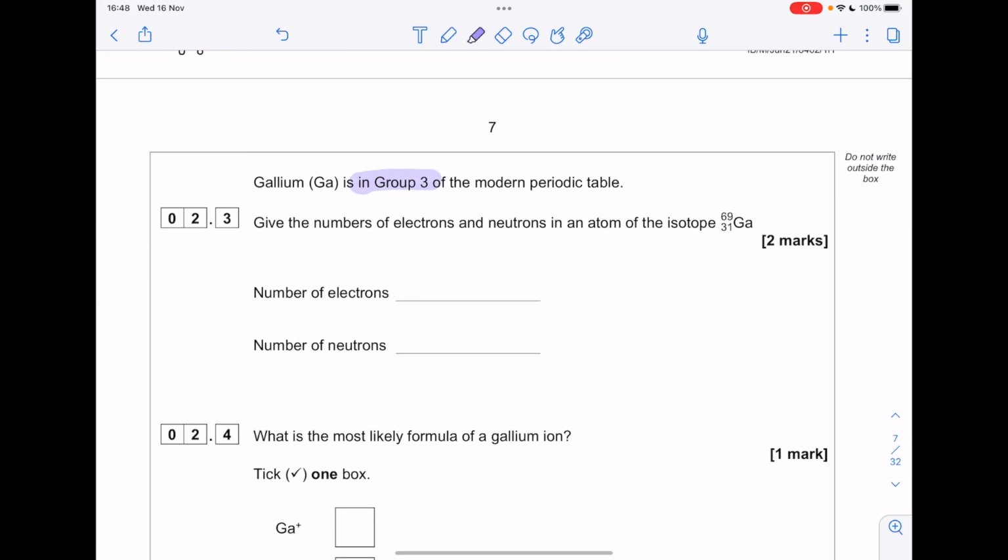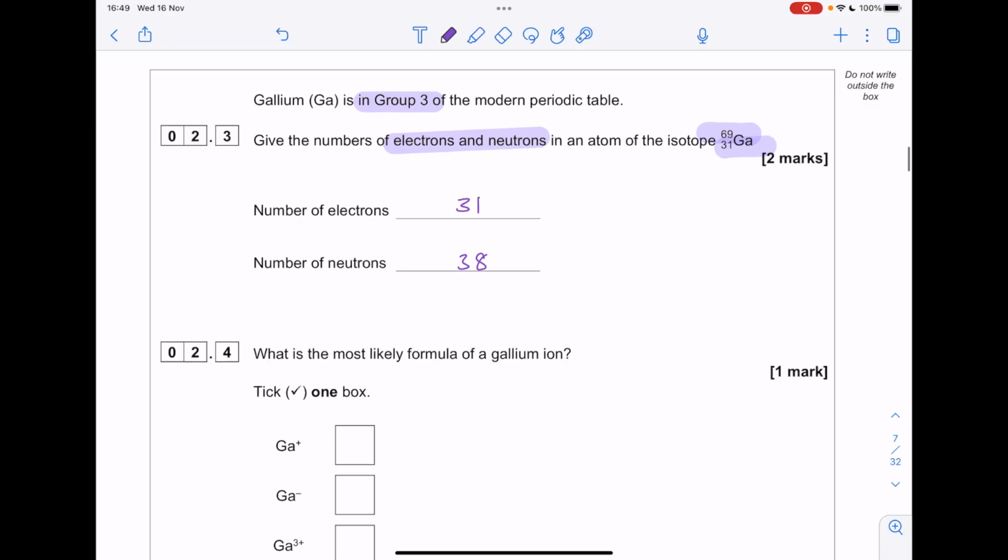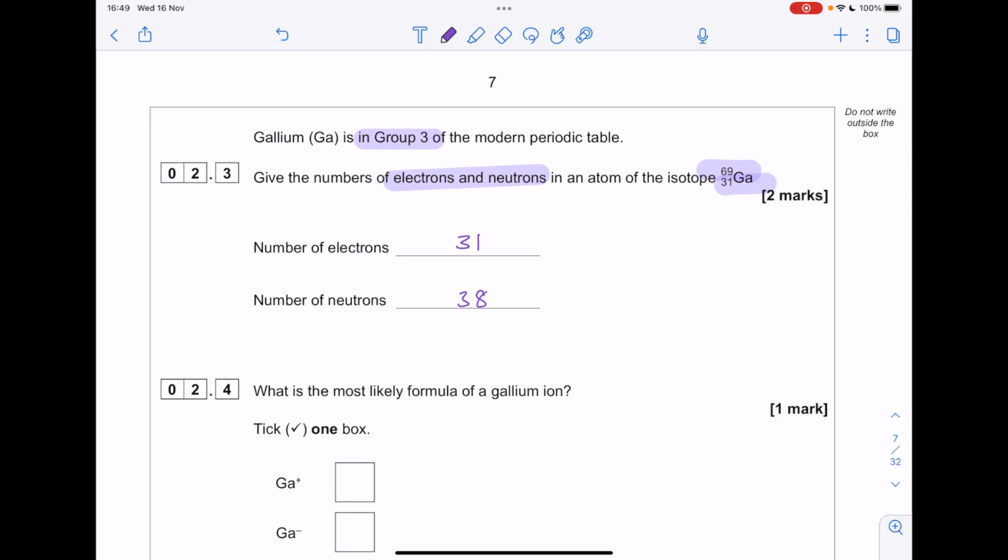Gallium is in group 3 of the modern periodic table. Give the number of electrons and neutrons in an atom of the isotope 69 31 Ga. So this down here is the atomic number, otherwise known as the proton number, which is the same as the electron number. So its number of electrons is 31. To find the number of neutrons, you do the difference between these two numbers. So that's 38.